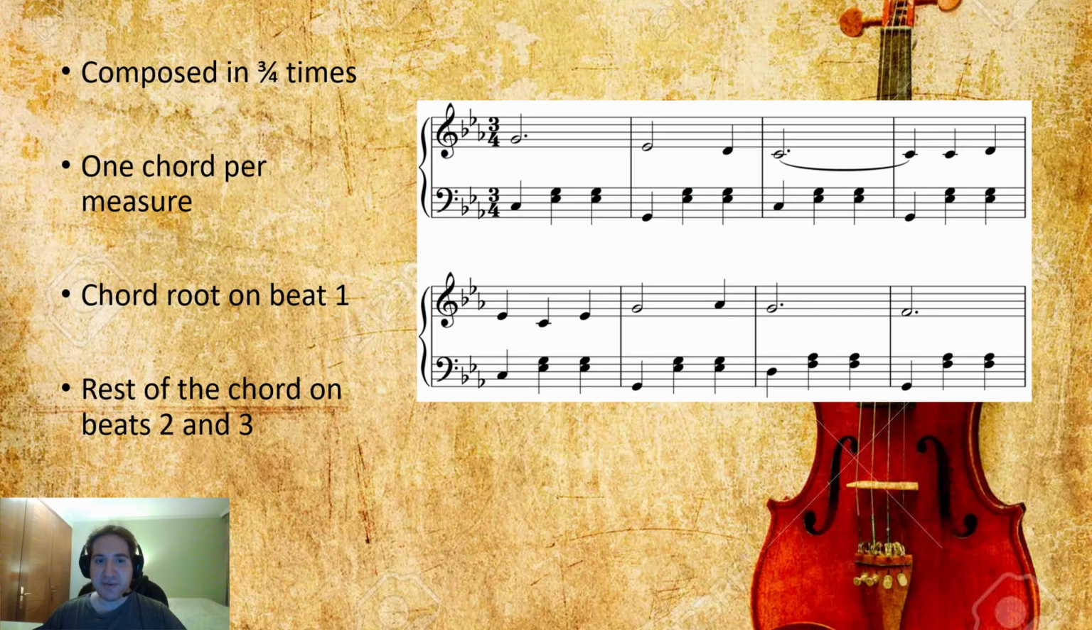To briefly describe the formal characteristics of a waltz, it is always composed in 3/4 time. It only uses one chord per measure, and each measure uses a repeating pattern of quarter notes, where the first beat is the root of the chord and the second and third beat play the chord.